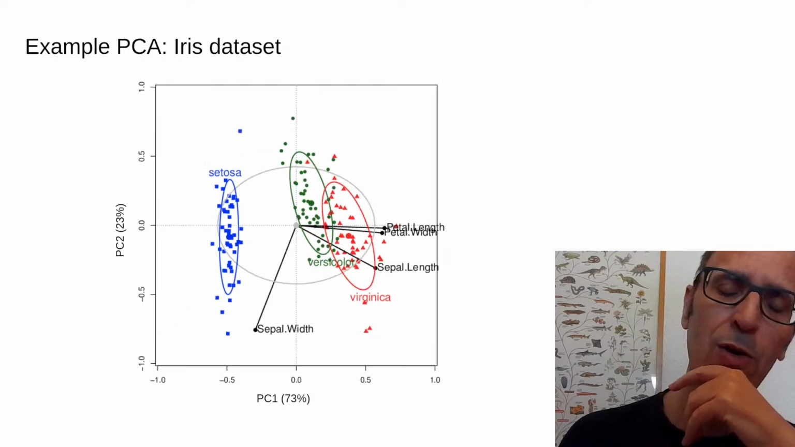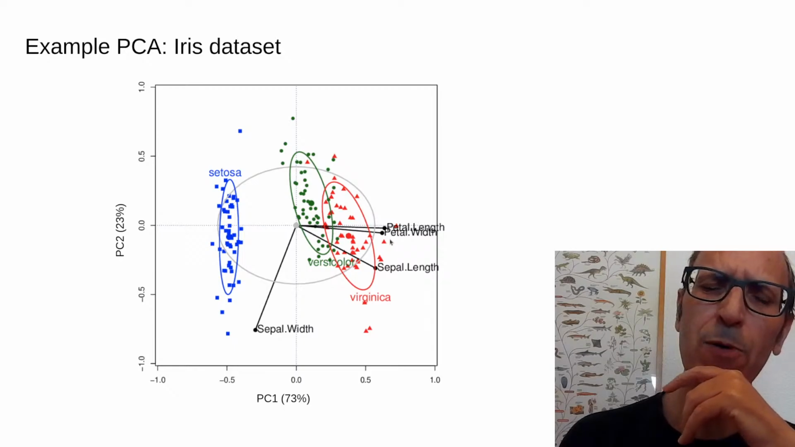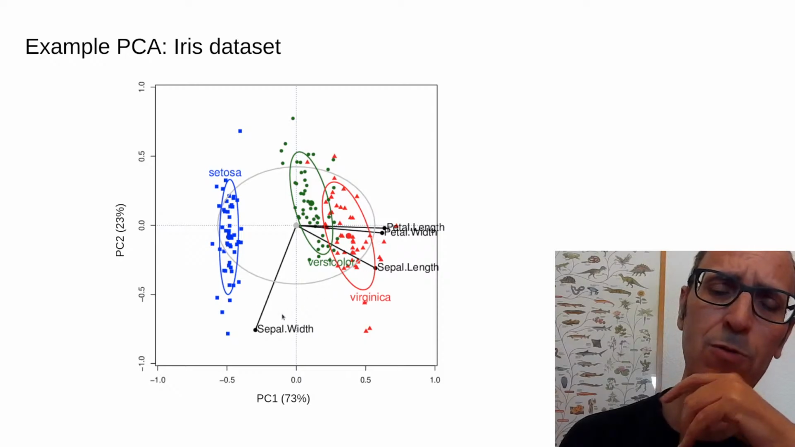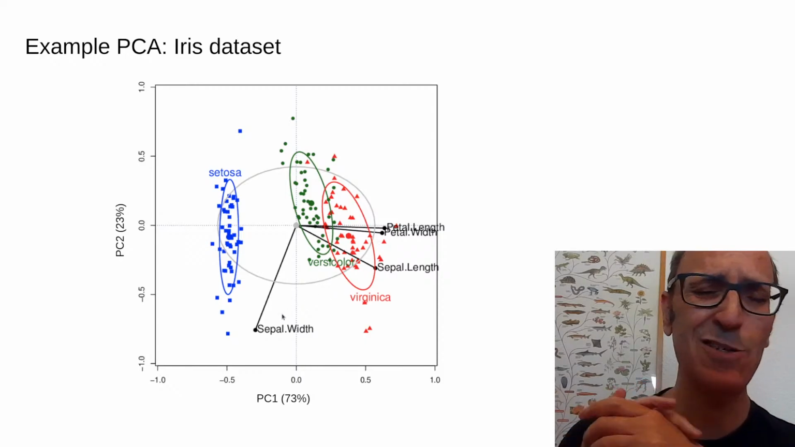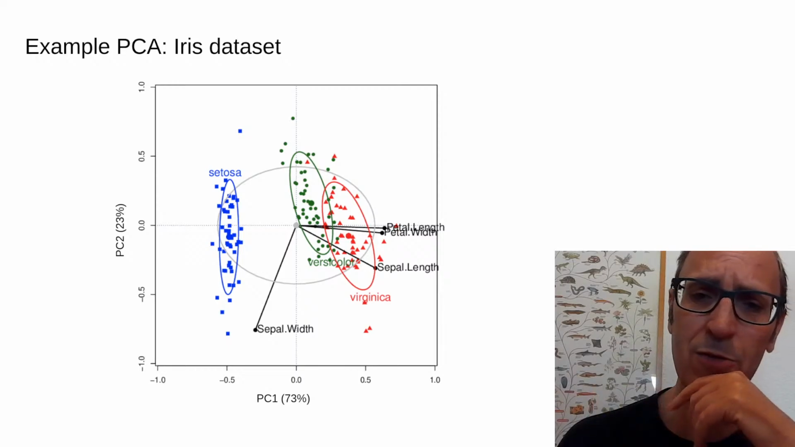You can also represent the principal components, what is the composition of the principal components. And this is also very typical when you do morphological analysis. It's not really typical when you do a genetic analysis, because usually when you do a genetic analysis, you have thousands and thousands of markers, so the representation is not very useful.